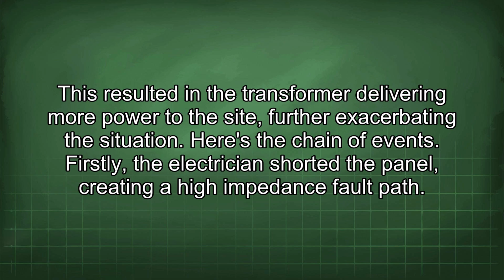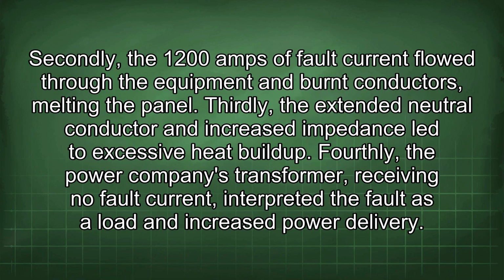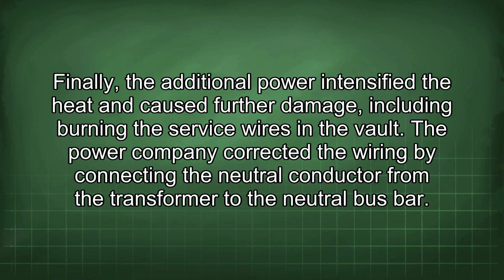Here's the chain of events. Firstly, the electrician shorted the panel, creating a high impedance fault path. Secondly, the 1200 amps of fault current flowed through the equipment and burnt conductors, melting the panel. Thirdly, the extended neutral conductor and increased impedance led to excessive heat buildup. Fourthly, the power company's transformer, receiving no fault current, interpreted the fault as a load and increased power delivery. Finally, the additional power intensified the heat and caused further damage, including burning the service wires in the vault.